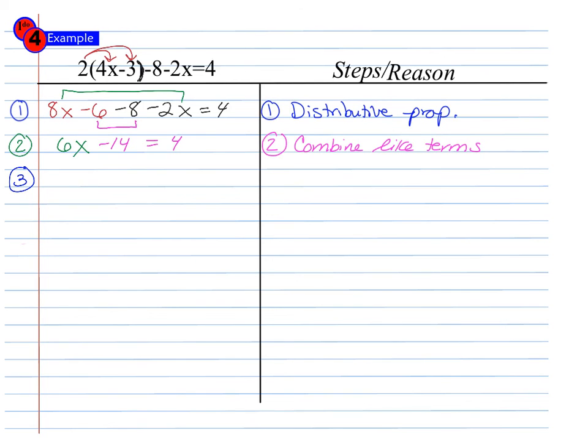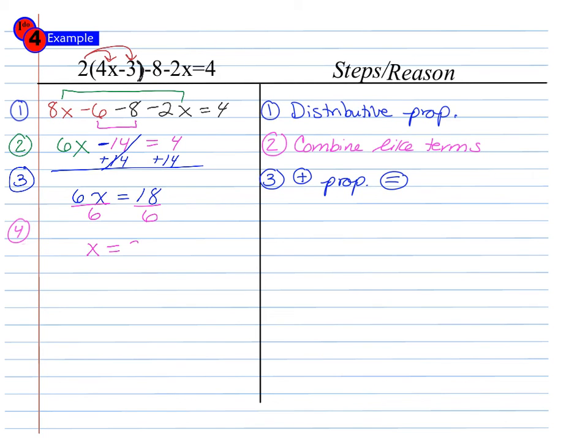Step 3, I need to get rid of that 14. So because it's negative 14, I'm going to add 14 to both sides. That becomes a 0. And now I'm going to have 6x is equal to 18. So step 3 right here would be the addition property of equality. And last step will be divide both sides by 6. And you're going to get that x is equal to 3. And my justification right here, or my reason, was I divided both sides by 6, so the division property of equality.